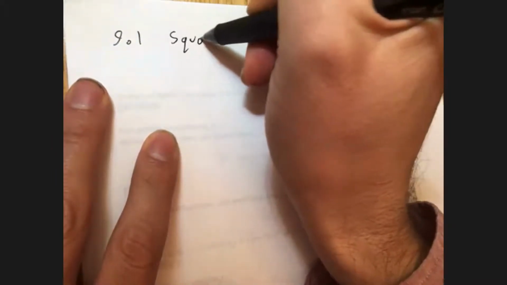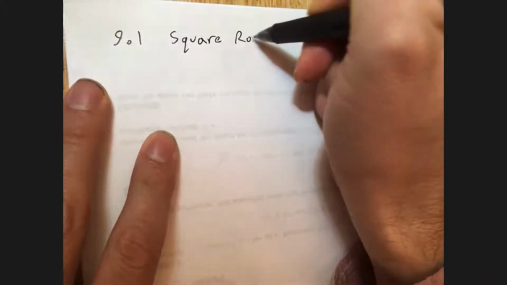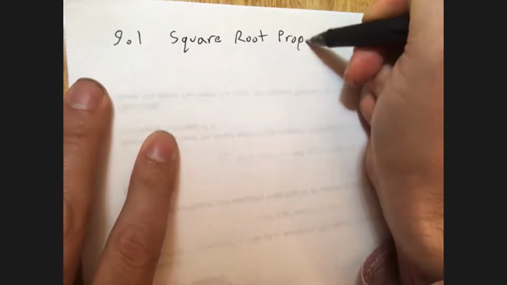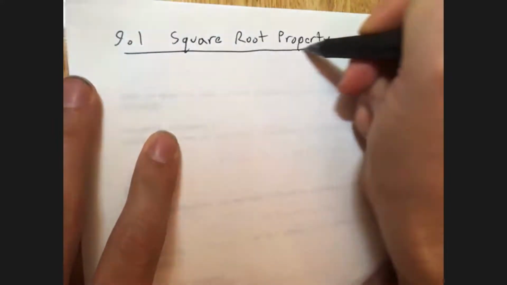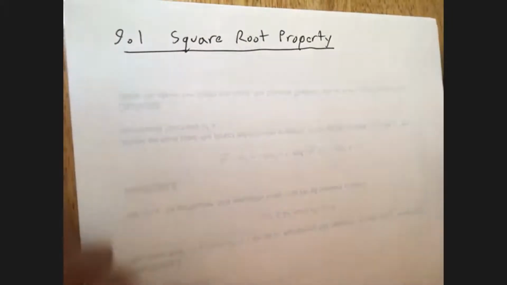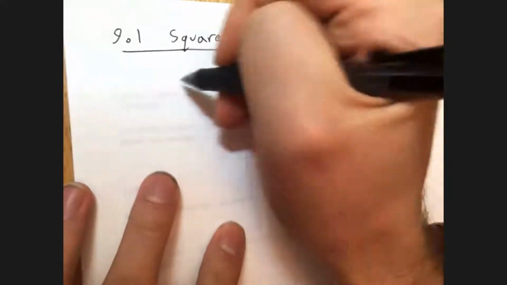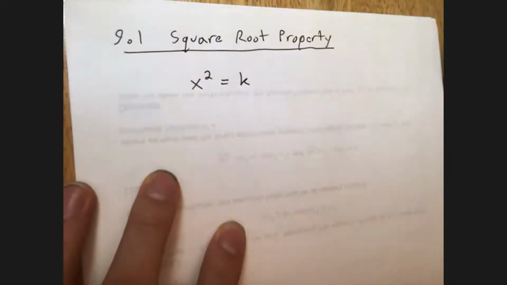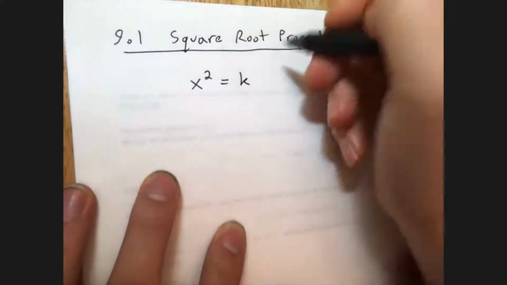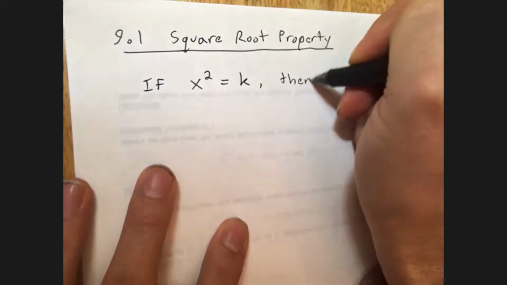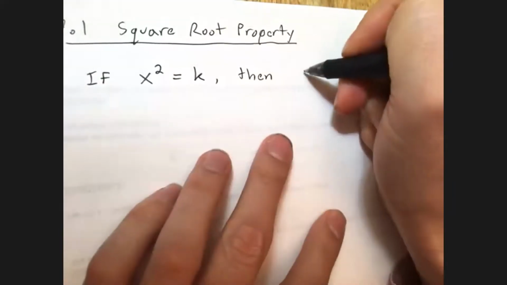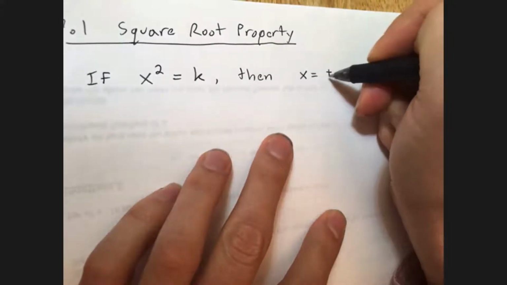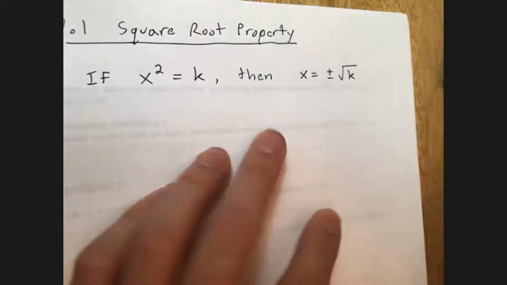So, section 9.1, square root property. The square root property says this: if x squared is a number, x squared equals, say, the number k. So if that's true, then we know that x is equal to plus or minus the square root of k.